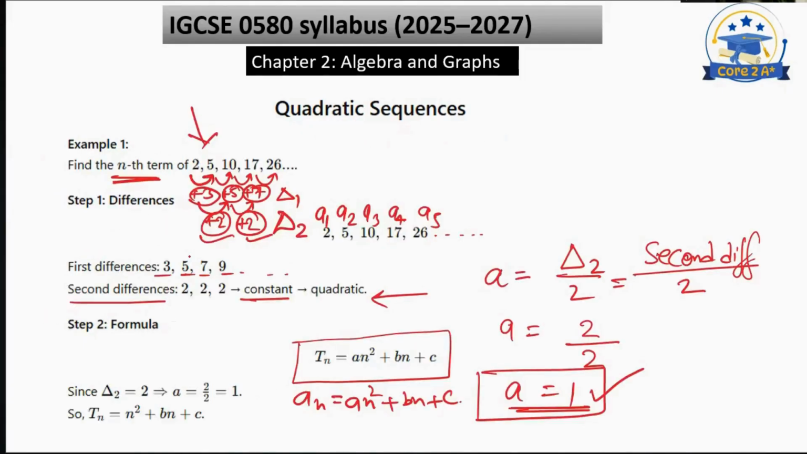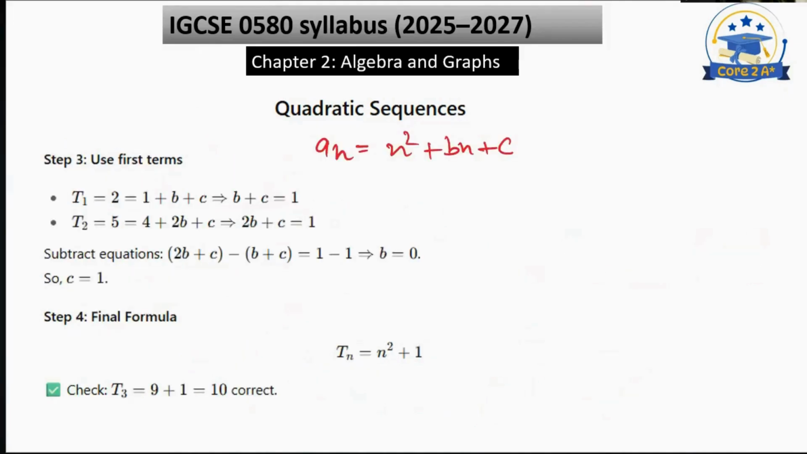If we put a equals 1 in this general formula, we get n square plus bn plus c. Now make a bracket of it. This is very important. You may suppose this is equation 1. This is our base, and with the help of this base we can find any term. By putting n equals 1 we can find the first term, by putting 2 we can find the second term, then the third term, fourth term, and so on.